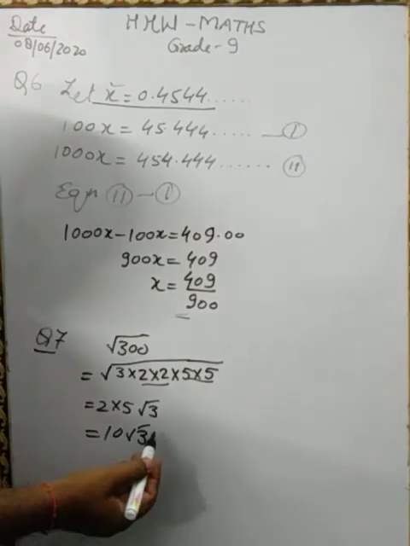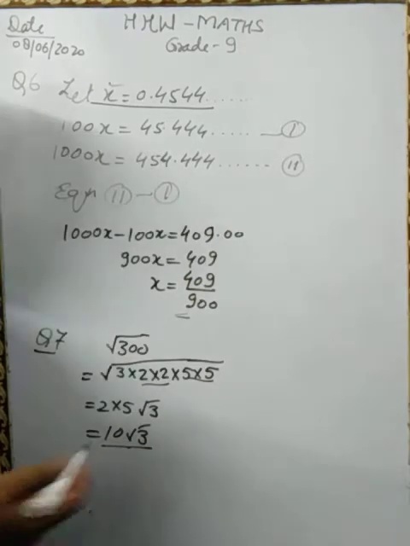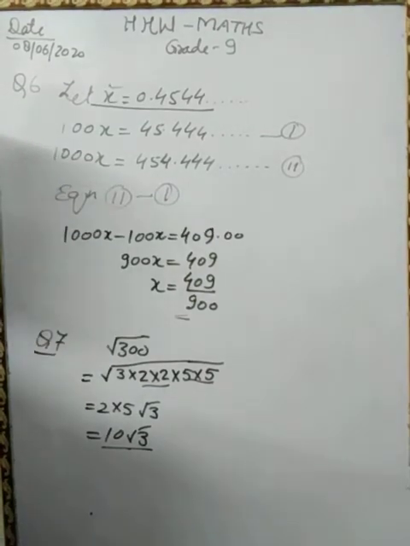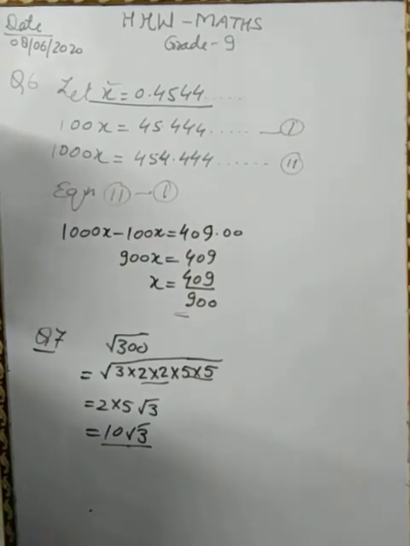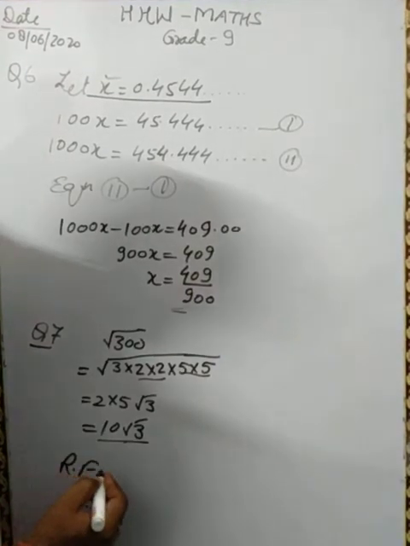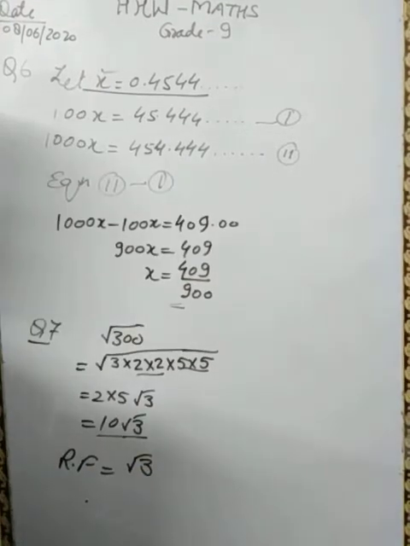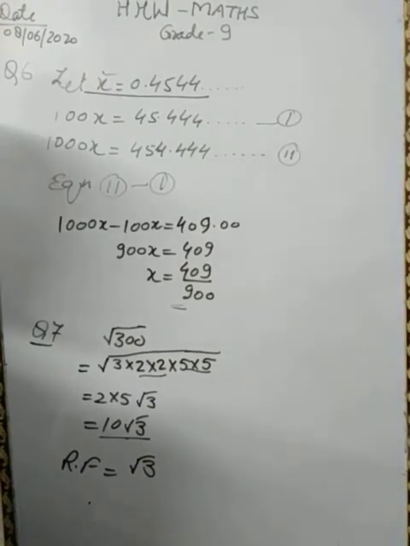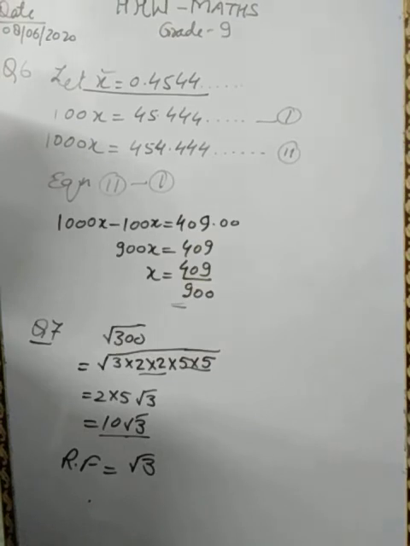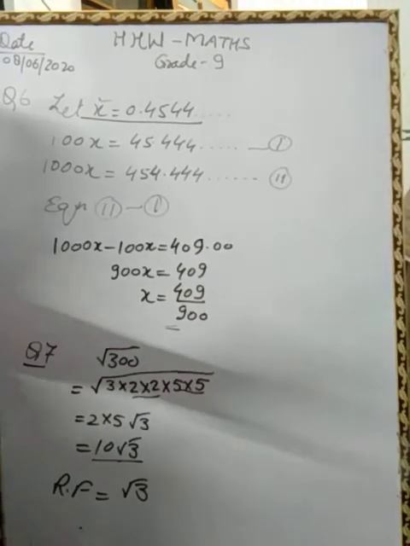Whenever you will multiply this entire number by root 3, then this will be free from root 3, right? Therefore RF of this number will be root 3. Okay, this is question number 7th. Let's move for the next question, that is question number 8th.